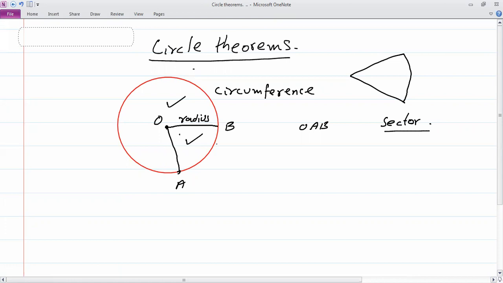Now, if you take a part of the circle, this one, A to B, we call it an arc. This AB is an arc and we write it in this way. I will read it as arc AB.